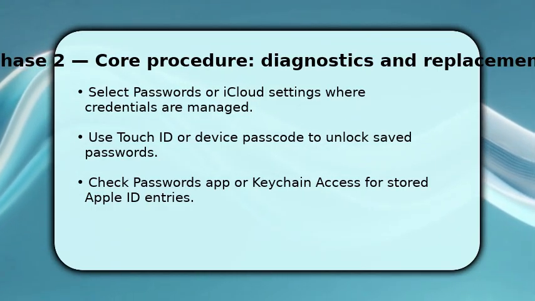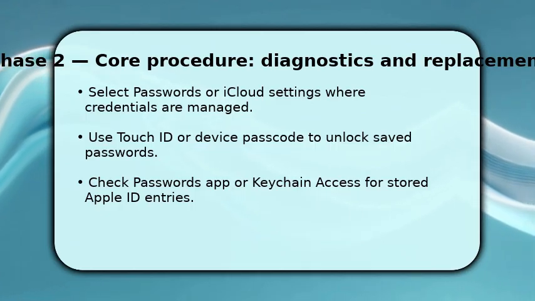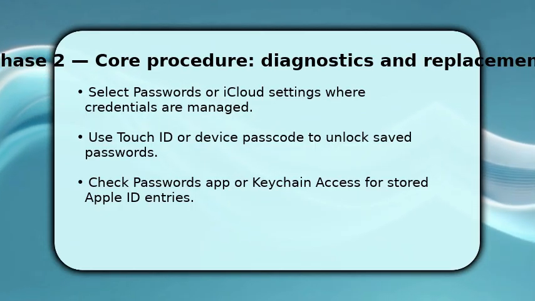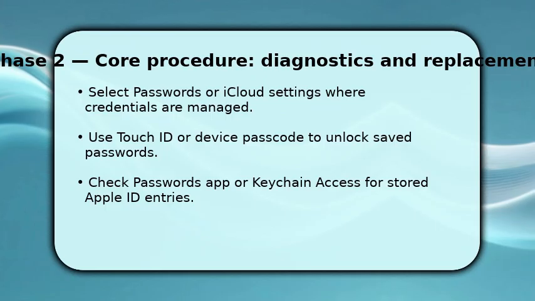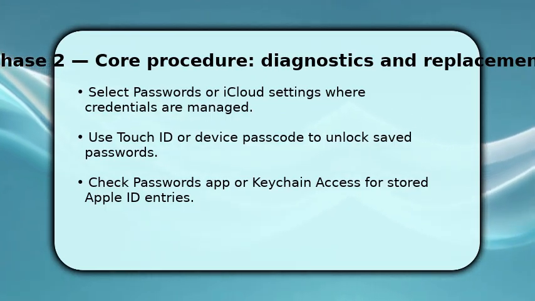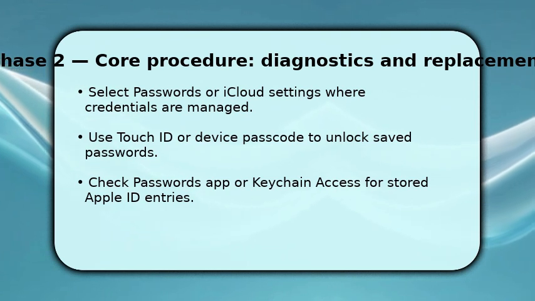Once unlocked, search for your Apple ID email or iCloud entries. Look for Apple ID or iCloud labels. Make sure to view the password field only on a private screen. You'll see the stored password, or a hint, which explains how Mac OS preserves and autofills credentials.